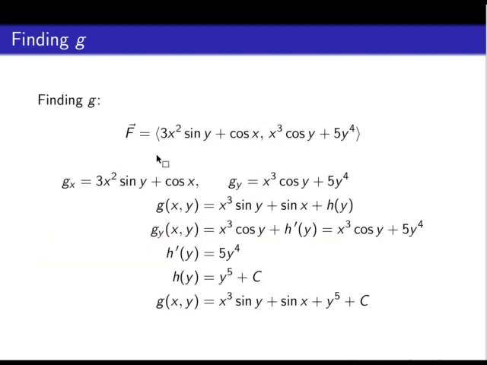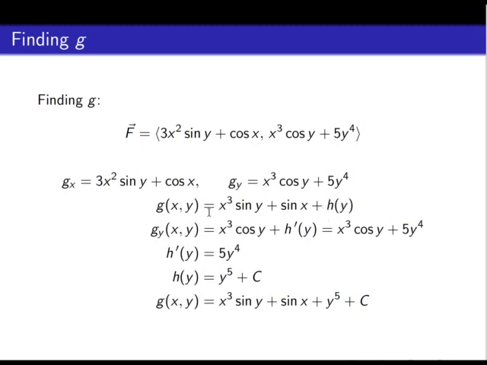So here's an example. Here's a vector field. I just put together this vector field that happens to be conservative. Okay, and so we're going to need to find g. So the partial of g with respect to x should be this. The partial derivative of g with respect to y should be this here. So you take this one, integrate with respect to x, holding y as a constant, and this becomes x cubed sine y. This becomes a sine of x, and then plus this arbitrary function of y instead of a constant.